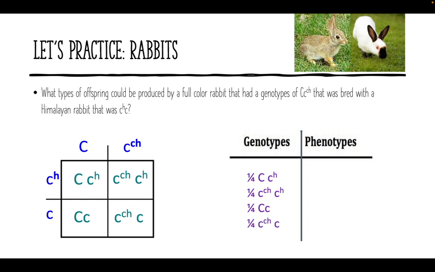So for our phenotypes, this is where we're going to have to go back and look at our list. Anything with a capital C is going to be full color. So we have 2 capital C's here for the full color. 2 out of 4 are full color rabbits. And the next allele of dominance is CCH, and we have 2 of those. So 2 out of 4 are full color, and 2 out of 4 are chinchilla.